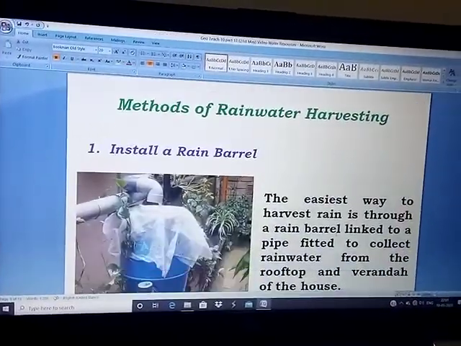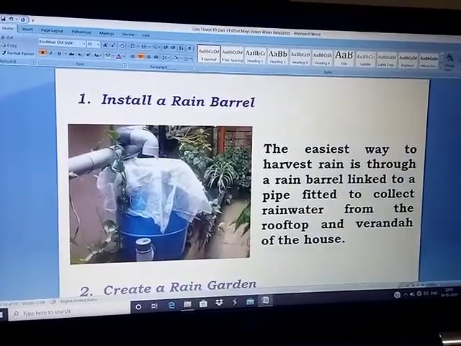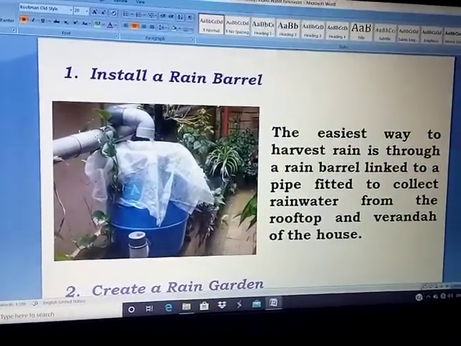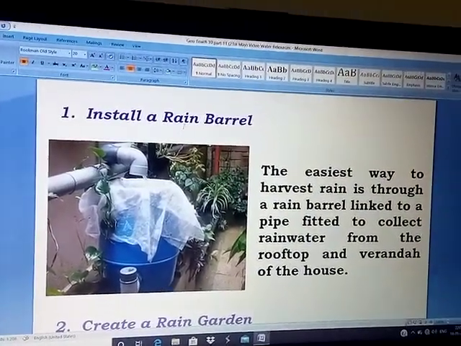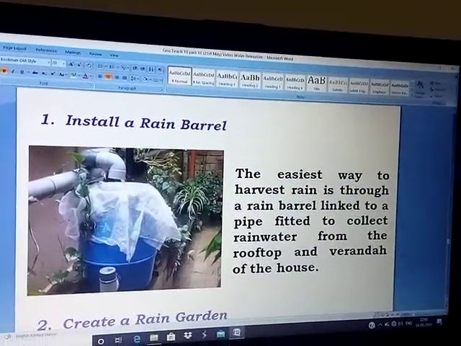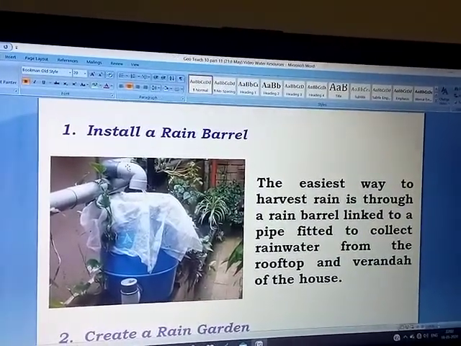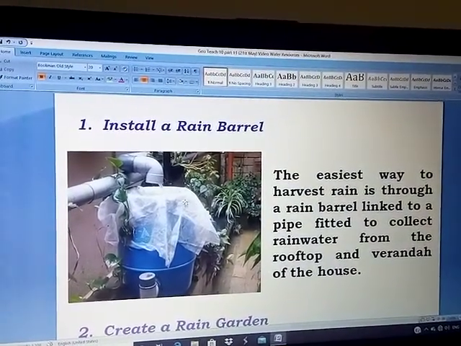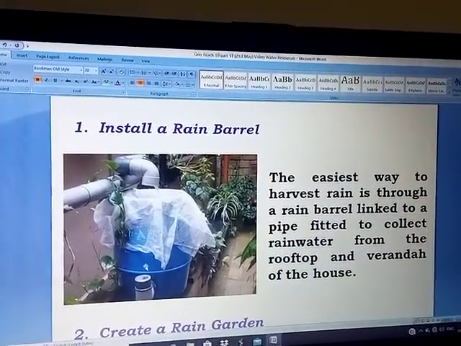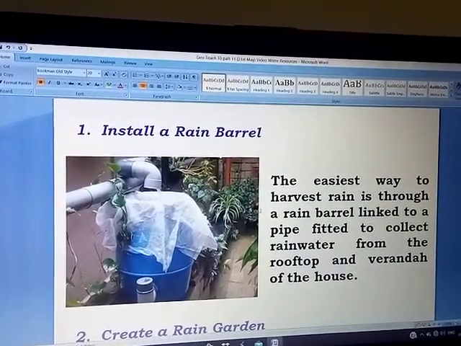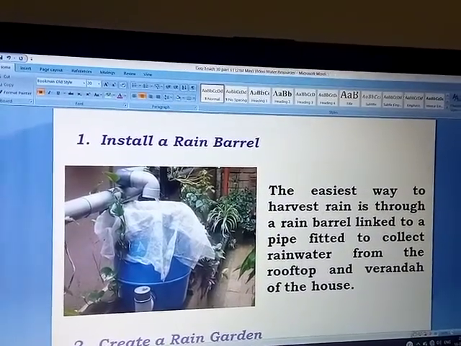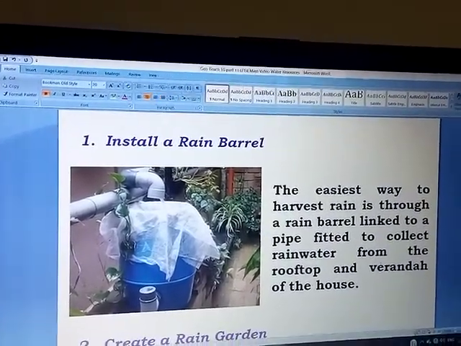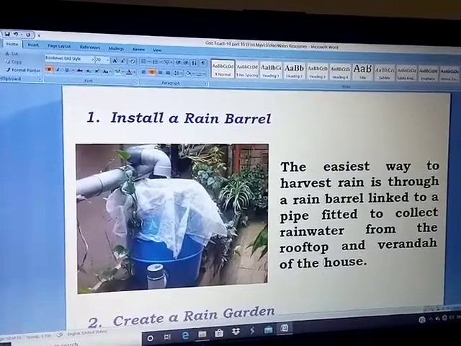Now let us talk about some of the methods of rainwater harvesting. One is just install a barrel. See the picture. In fact, here the rain is falling on your rooftop, and from the rooftop with a pipe, the water is being dropped, and you see there is a cloth or filter on the top of it, and it is getting filtered in this barrel. This is called install a rain barrel. So the easiest way to harvest rain is through a rain barrel linked to a pipe fitted to collect rainwater from the rooftop and veranda of the house.